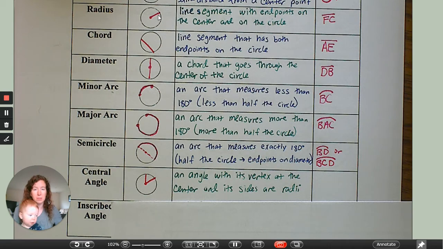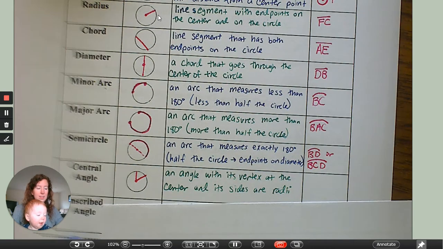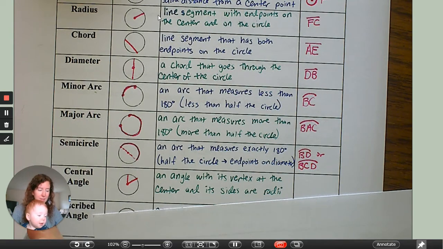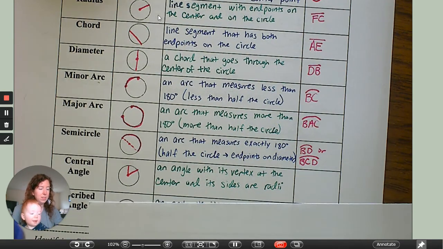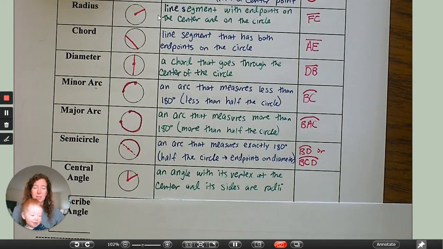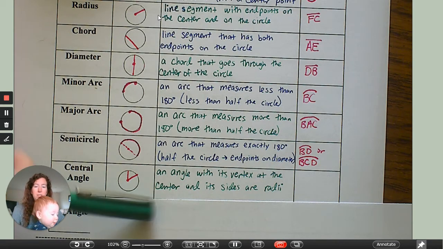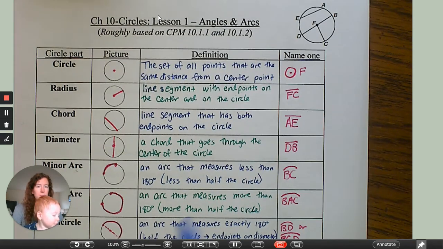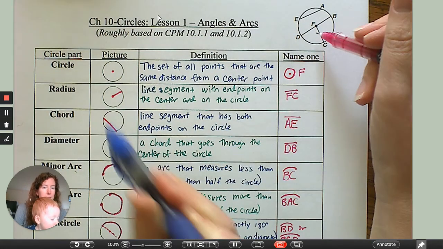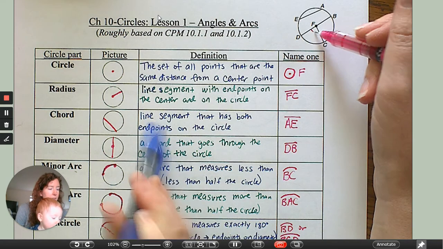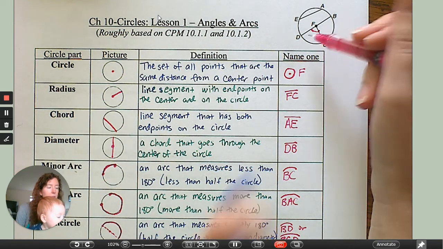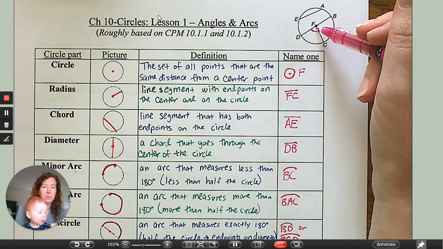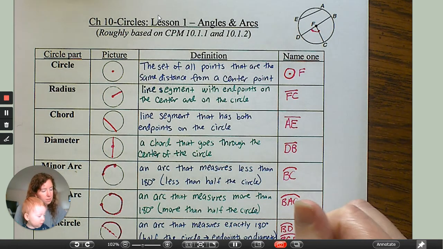We already know how to name angles, right? We use the angle symbol. So the vertex has to be the center, and you do need to use all 3 letters, because if you just say angle F, there's way too many angles that all have F as the vertex. So let's look up here, and let's say, for example, we want to name this angle right here. I will call that angle DFC. So angle DFC.